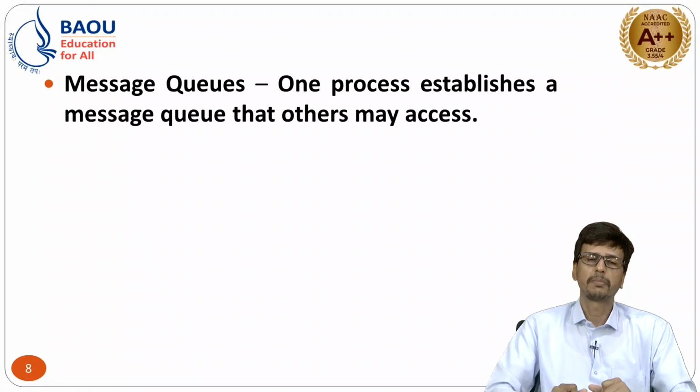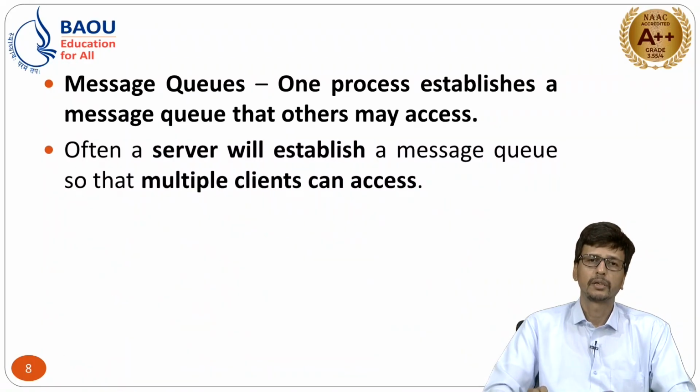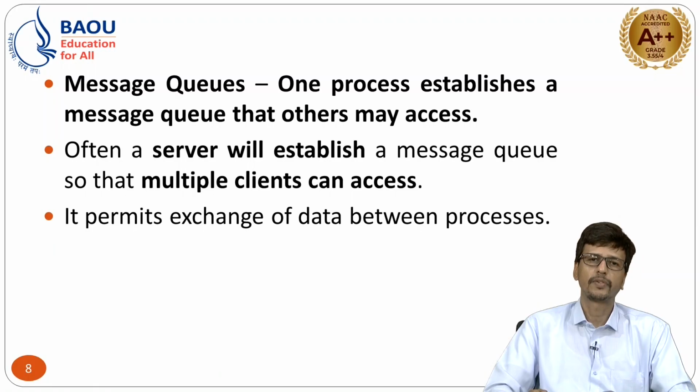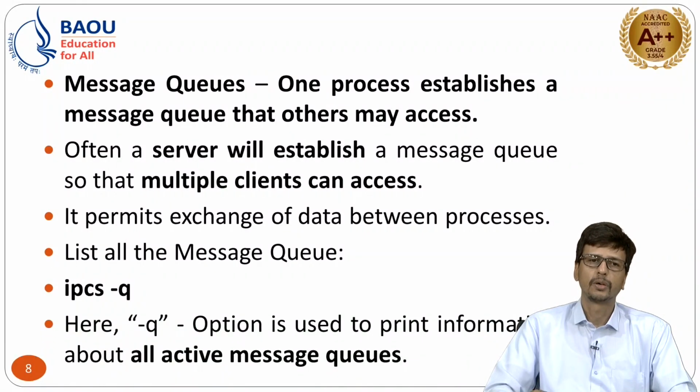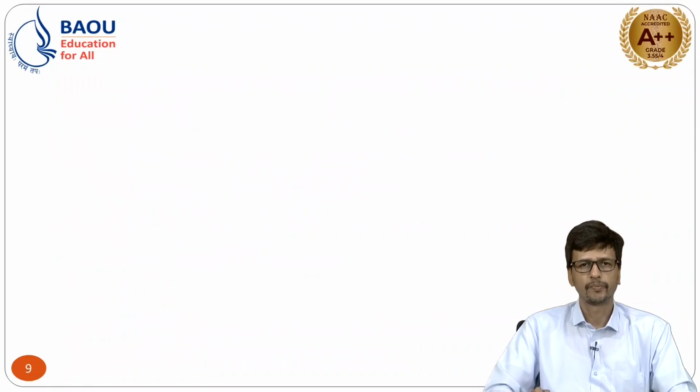So we have discussed message queues, in which a queue will be generated and messages can be passed in the form of exchange of information among multiple processes, right? The option that can be used is -q. Generally, without an option, all three mechanisms will be displayed. But if you want to show only active message queues, in that case you can use the option q, right?